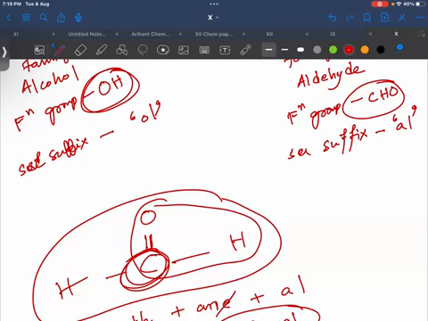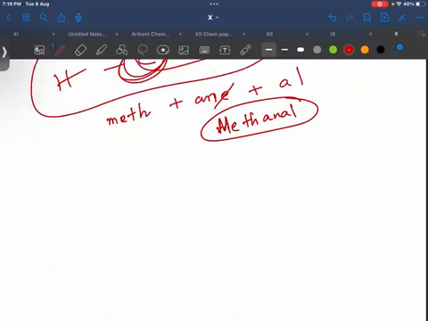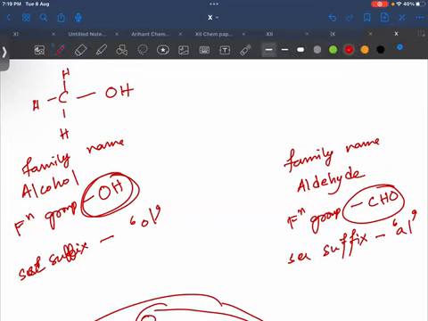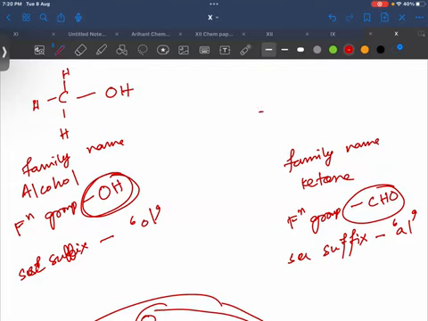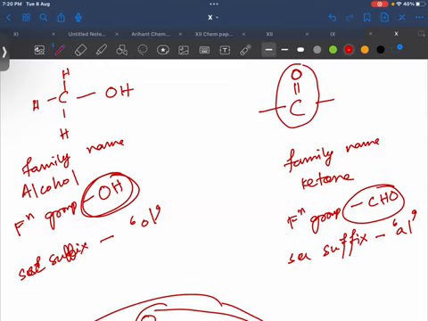Done everyone? Done writing? Okay, then you write down ketones. Family name ketone. I mean another type of functional group. We have discussed alcohols. We have discussed aldehydes. Next, let's talk about ketones. The family name is ketones, and the functional group is C double bond O. This is your functional group, C double bond O.